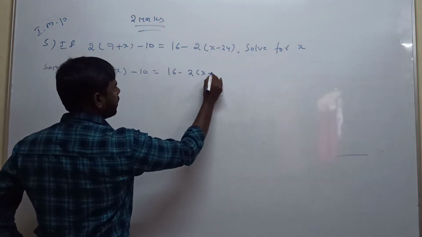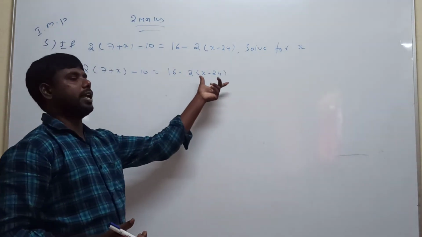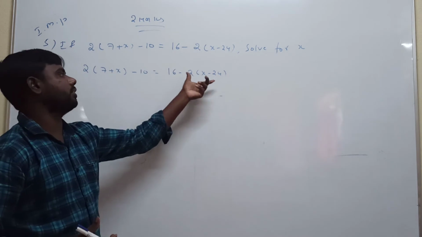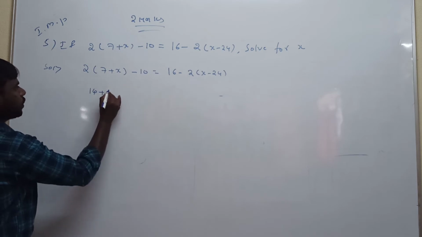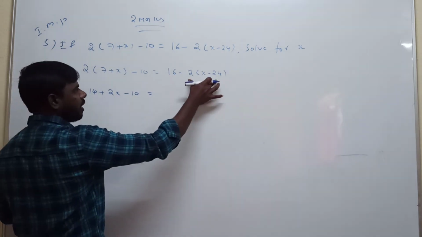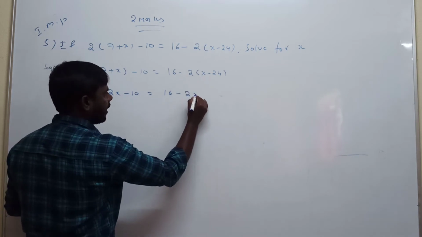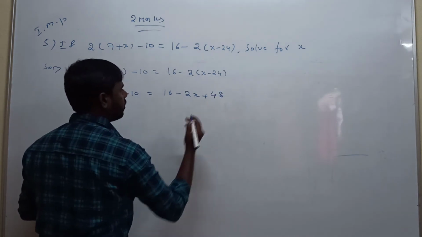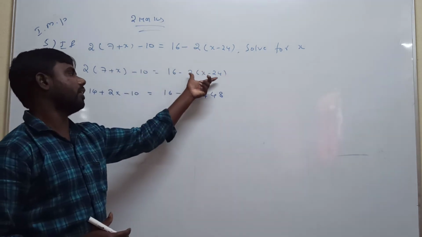First of all, simplify the left hand side and right hand side. Simplify the LHS and RHS. So now we are simplifying: 2 sevens are 14, plus 2 into x is 2x. So minus 10 is as it is. Equal to, simplify the right hand side value: 16, minus into plus is minus, 2 into x is 2x. Minus into minus is plus, 2 into 24 value is plus 48.